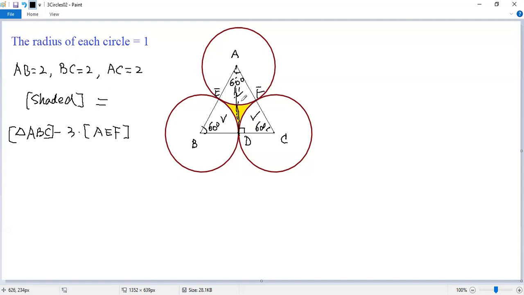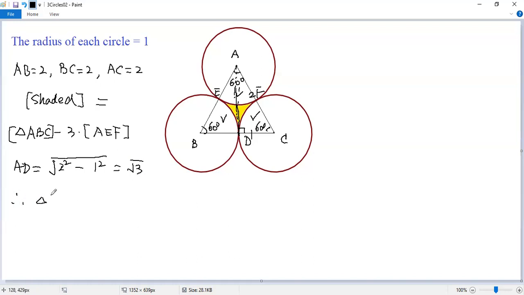So you see AD must be perpendicular to BC, right? So in the right triangle ADC, the hypotenuse is 2, one leg is 1. So according to the Pythagorean Theorem, we know AD equals the square root of AC squared, which is 2 squared, minus DC squared, which is 1 squared, equals square root of 3.